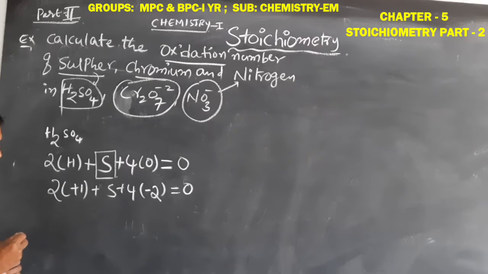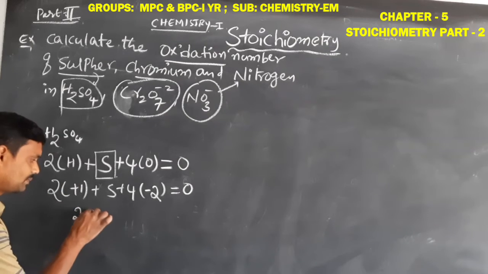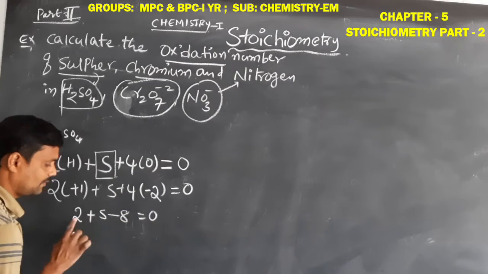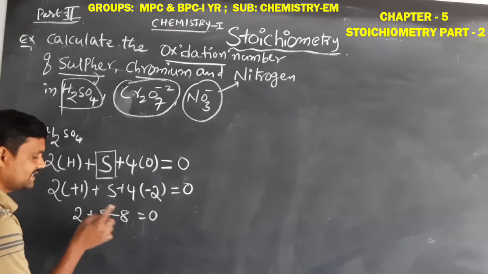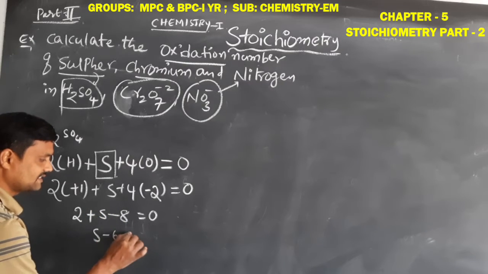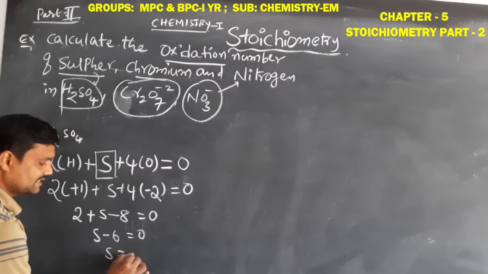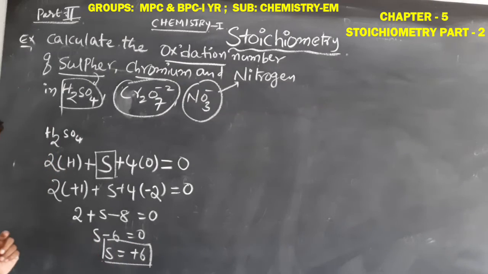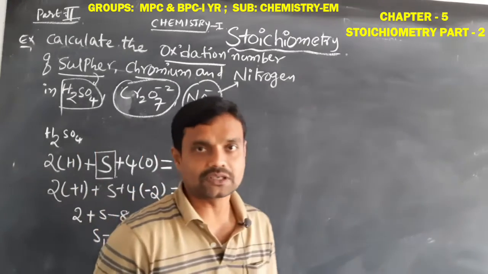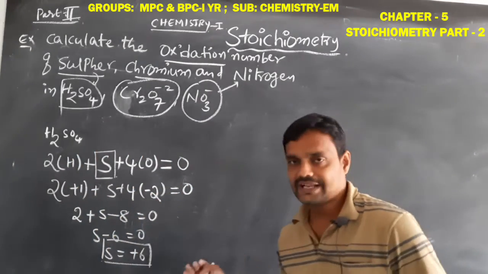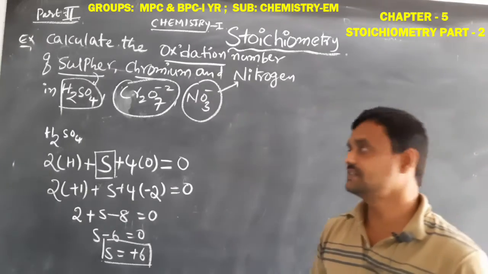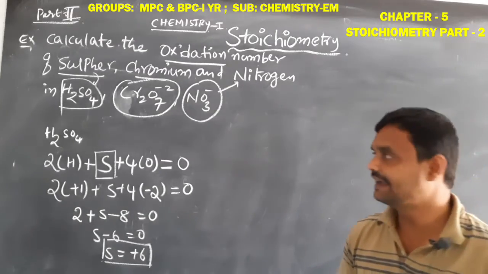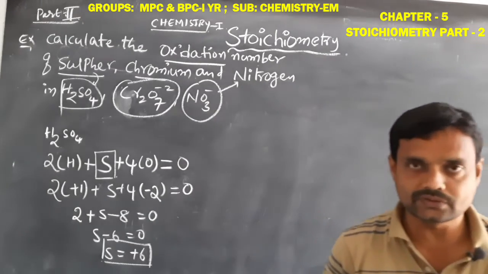On simplification: 2 times 1 is 2, plus sulfur, plus 4 times minus 2, which is minus 8, equals 0. So S minus 8 plus 2 means S minus 6 equals 0, so S equals plus 6. The oxidation number of sulfur in the H2SO4 compound is plus 6. By using this method we can find the oxidation number of any element in a given compound.